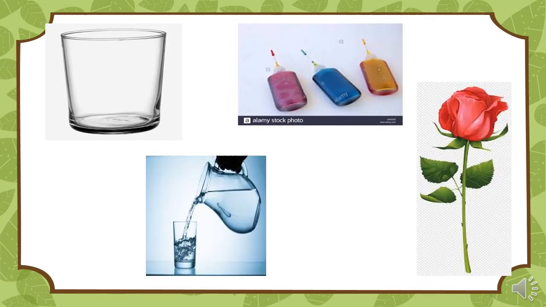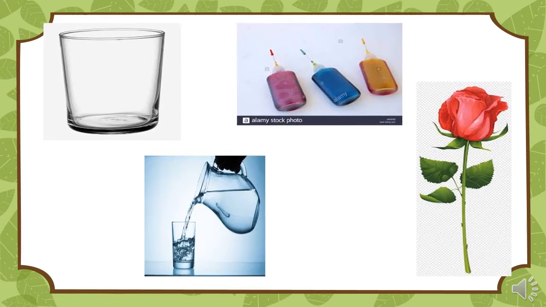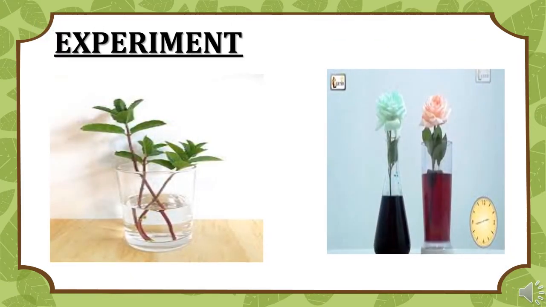Let us see an activity. For this, we would require a glass, water, red or blue ink and a soft stem. Pour water to fill 1/3 of the glass. Add a few drops of red or blue ink into the water. Cut the base of the stem and put it in the glass as shown in the picture.